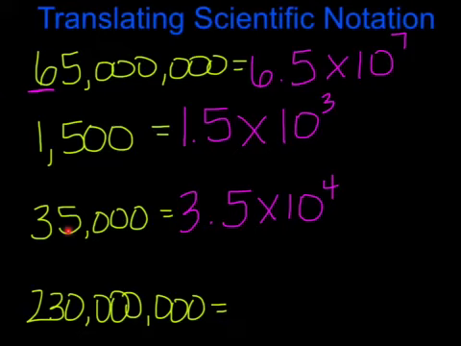And 230 million is going to get written as 2.3 times 10 to the power of 1, 2, 3, 4, 5, 6, 7, and 8. That 3 is going to count again because it comes after the decimal on the right side of this problem.